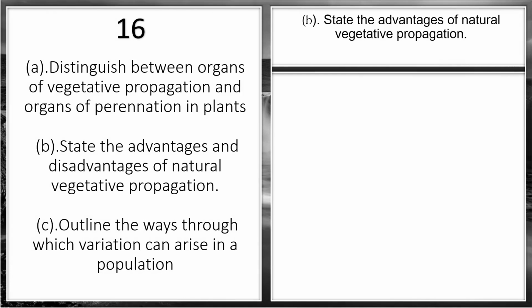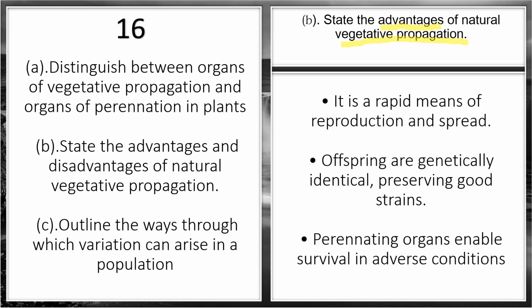Part B. State the advantages of natural vegetative propagation. 1. It is a rapid means of reproduction. The offspring are genetically identical, preserving good strains. Perennating organs enable survival in adverse conditions.